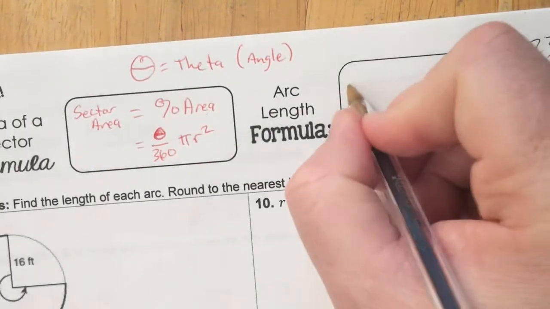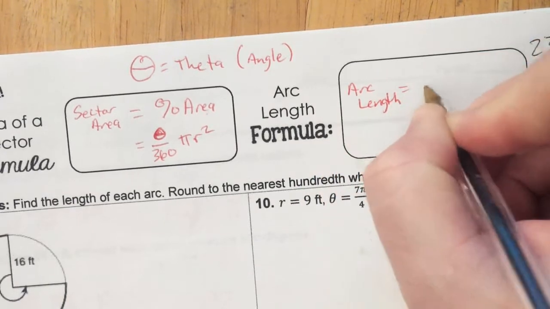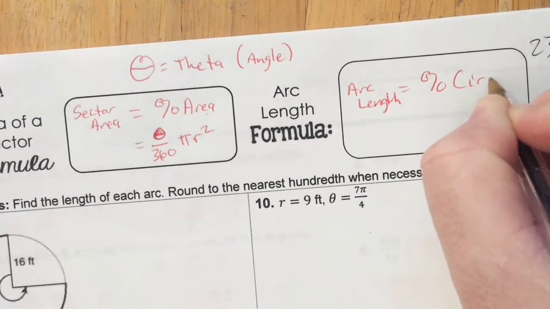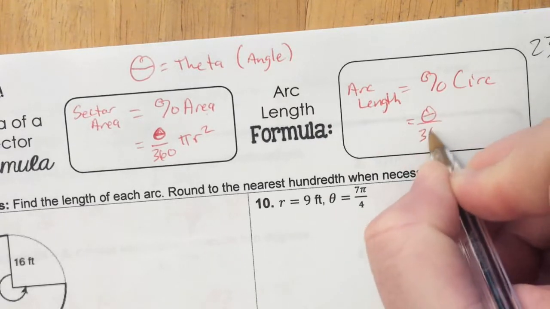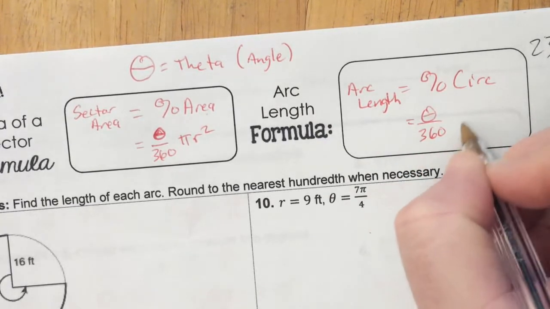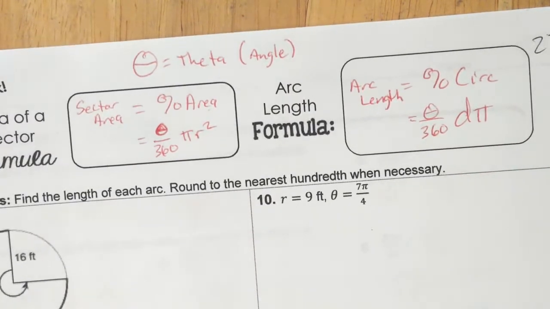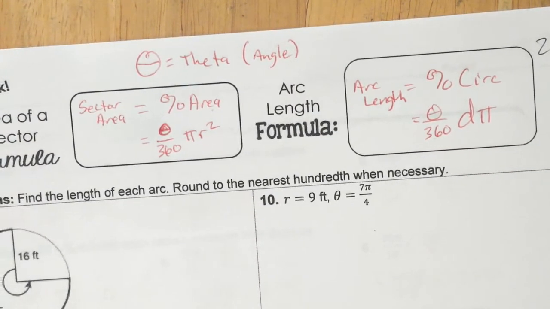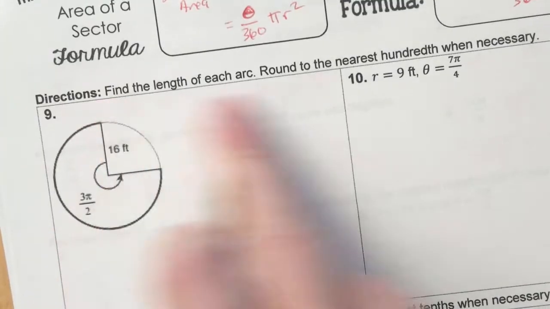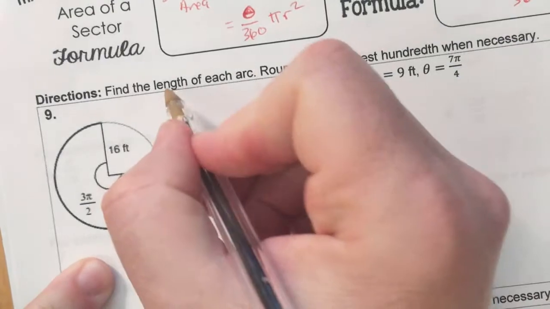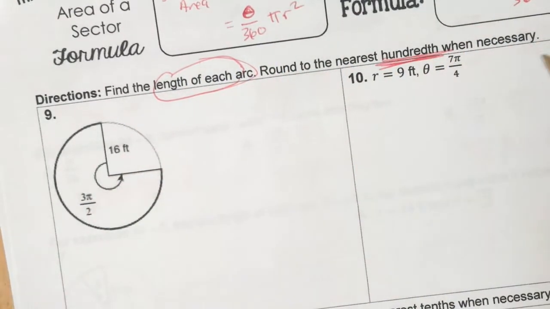And then arc length. So arc length is equal to the percentage of the circumference. So that is theta over 360, so angle over 360, times d pi, or that's diameter times pi, or 3.14. Excellent. Okay, so that should just be a reminder. So let's do these problems. For these two problems, they specifically said that they want arc length and round to the nearest hundredth if necessary.